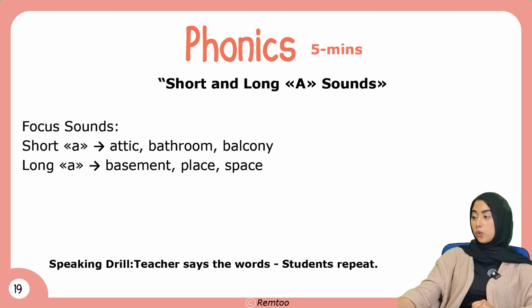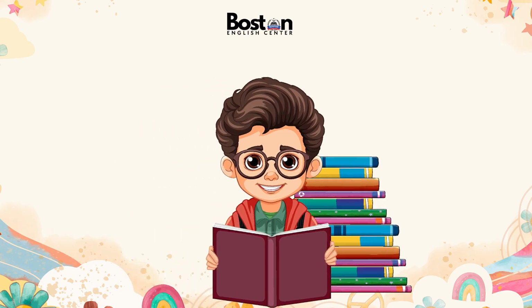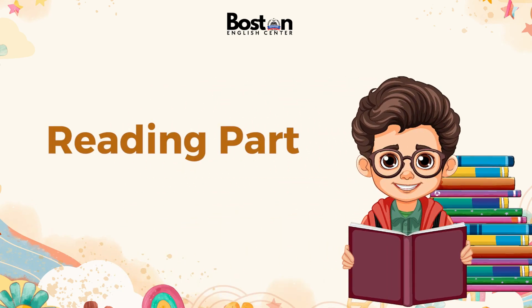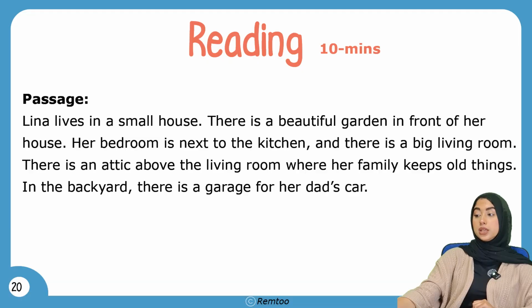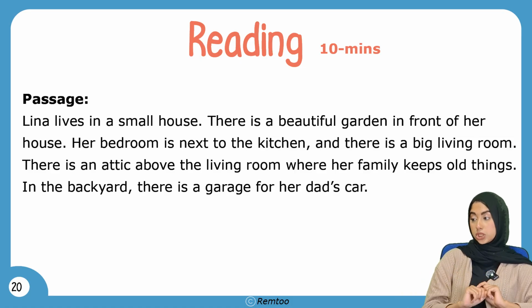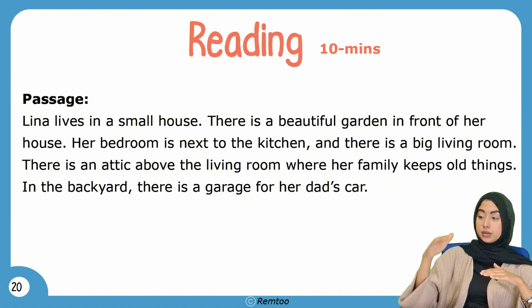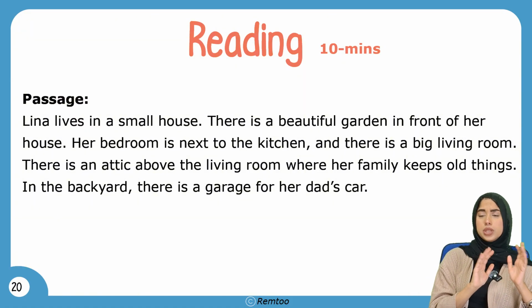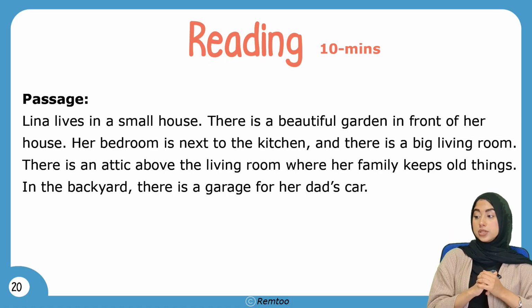Okay. Well, in the reading part, we actually have to read this text together, then we'll answer a couple of questions. So let me read them for you. Lena lives in a small house. There is a beautiful garden in front of her house. Her bedroom is next to the kitchen, and there's a big living room. There's an attic above the living room where her family keeps all things. In the backyard, there's a garage for her dad's car.